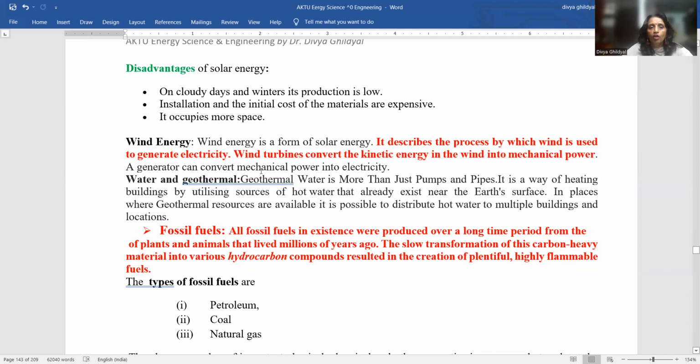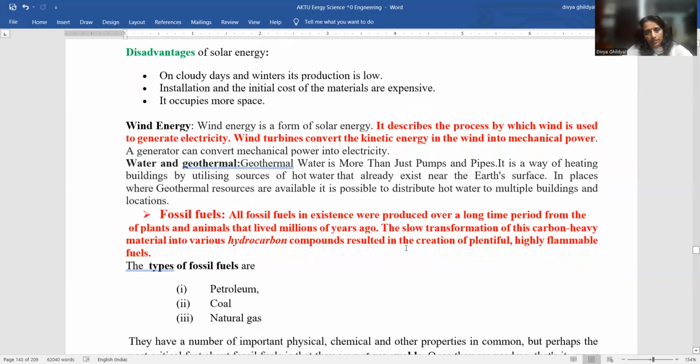Geothermal, that means from earth. Whatever type of energy we are taking from earth, using it to run my turbine and generate electricity.